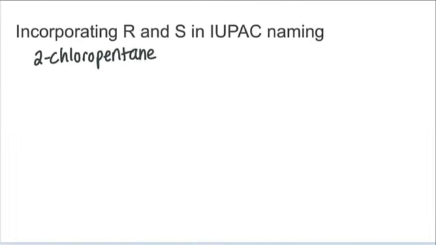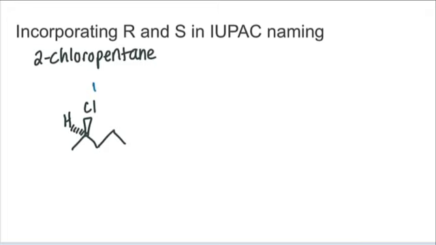The last little bit here is going to be incorporating R and S into the naming of a molecule. So we can do this with some pretty simple molecules like 2-chloropentane. Let me draw 2-chloropentane. 1, 2, 3, 4, 5 carbon atoms, and on carbon number 2, let's have a chlorine. I'm going to have my chlorine pointed out at you and the hydrogen pointed back, and we'll practice including R or S in the name.